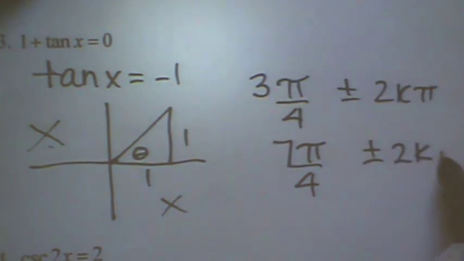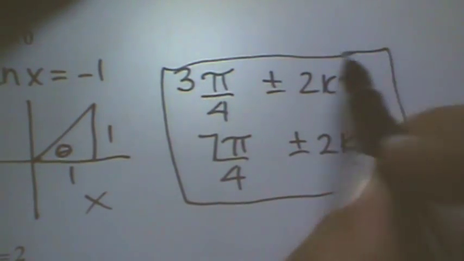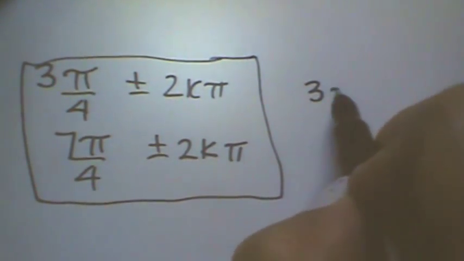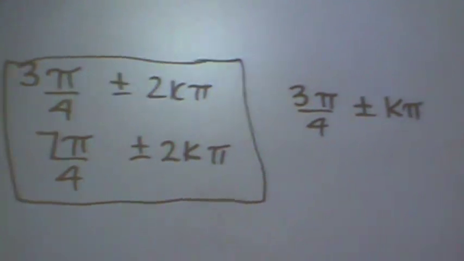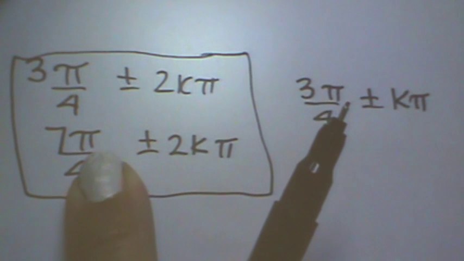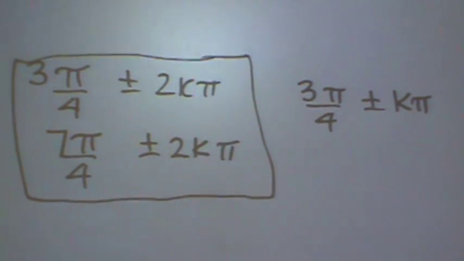How can I be lazy and not write it this way? This is one answer. How else could I have written this answer? 3 pi over 4 plus or minus k pi. And you'd be okay. Because if you add pi, you're going to get 7 pi over 4. You got it? Do you guys get this? Okay, good. All right, next one.